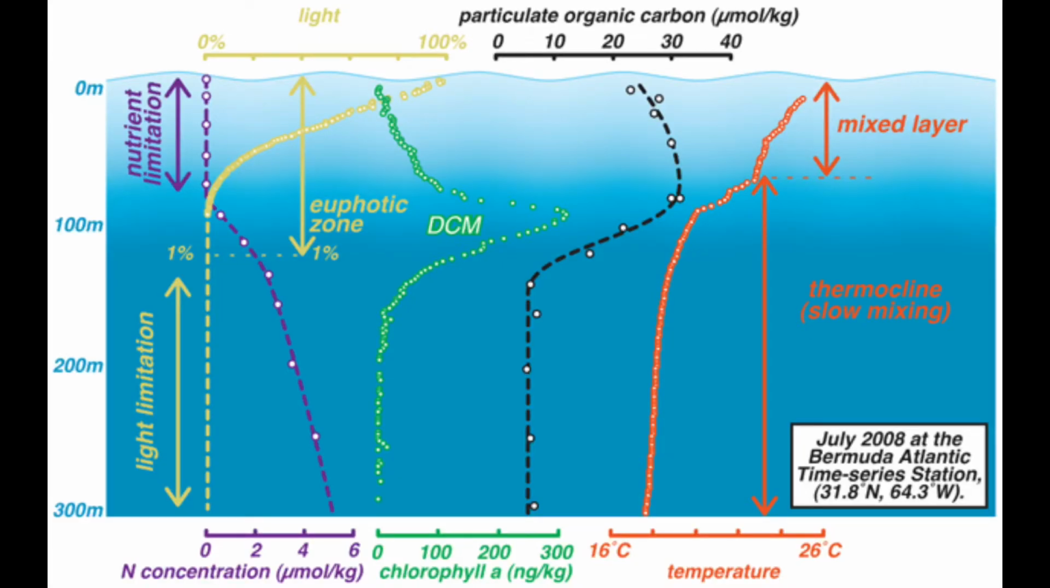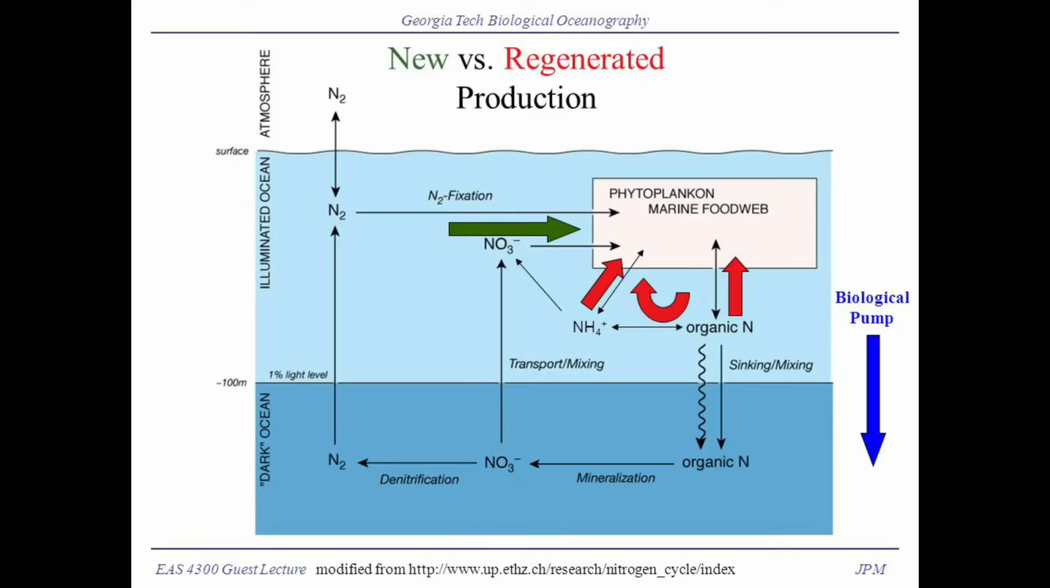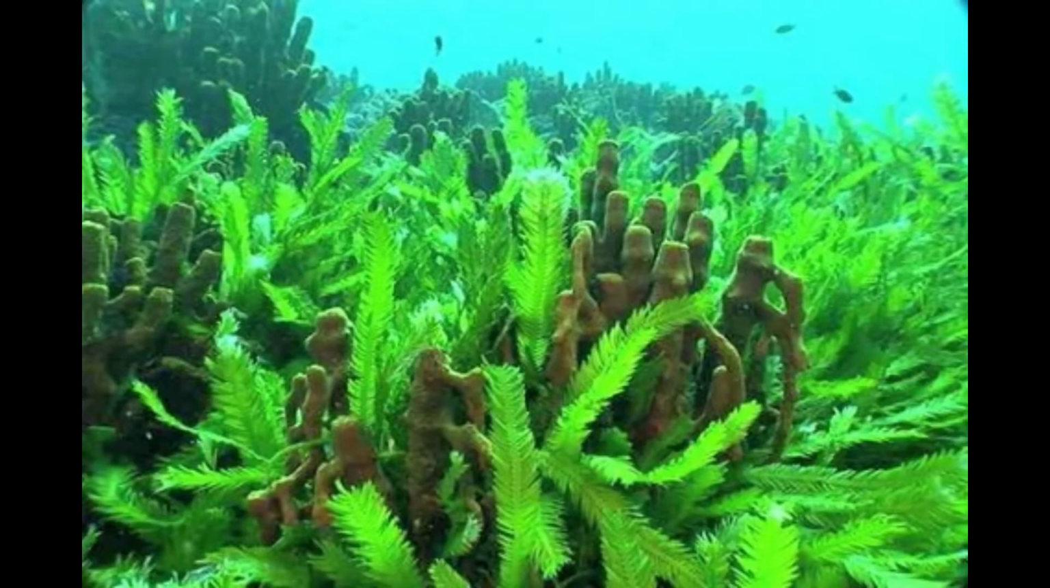The gross production that I discussed just now is divided into two groups, which is new and regenerated production. The way new production is supported is by the outside nutrients of the local ecosystem. And regenerated production is the result of the recycling nutrients within the ecosystem. Excellent point, Catherine. Thanks.